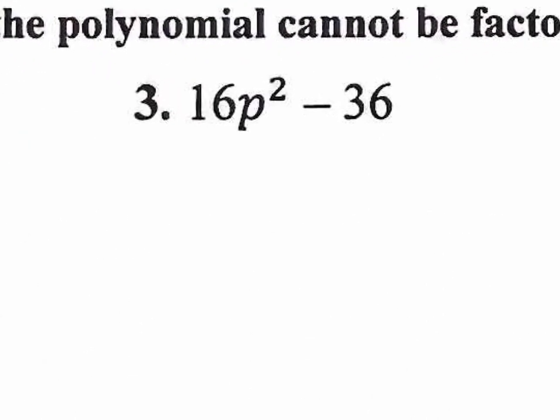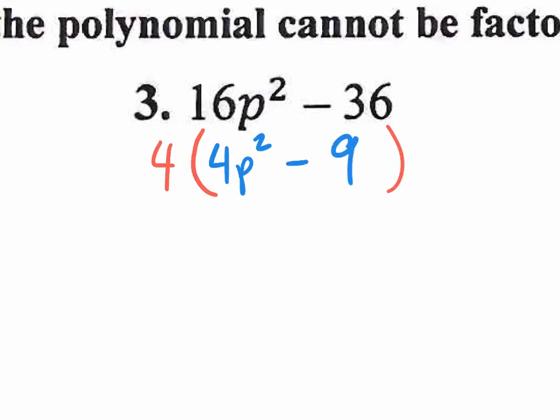What do I do here? What should I do? Greatest common factor, GCF. Always GCF first. What could I pull out? A 4? And what would be left if I pull out a 4? 4p squared minus 9. Am I done? No.